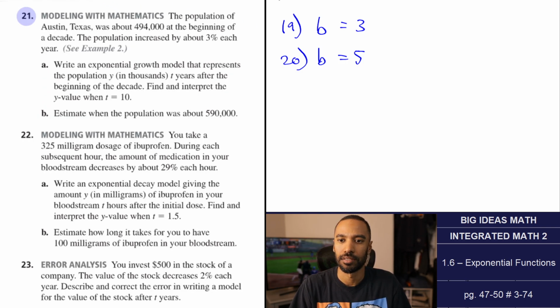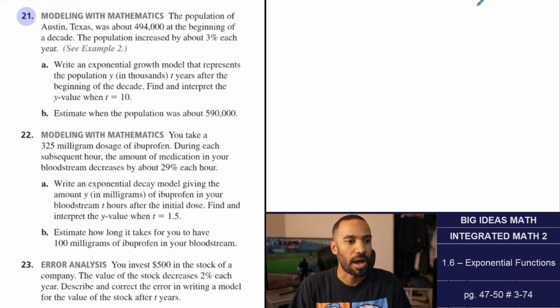Number 21, the population of Austin, Texas was about 494,000 at the beginning of a decade. The population increased by about 3% each year.